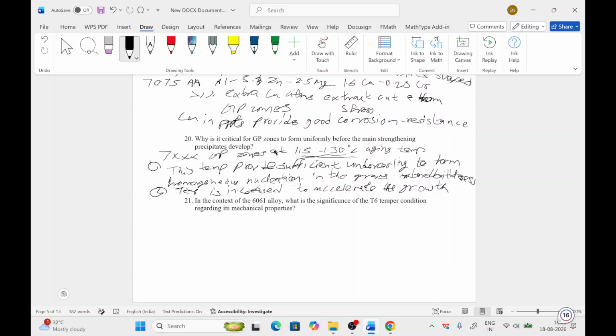So for the 7000 series, the general heat treatment aging temperature is 120 degrees Celsius. Aging at 120 degrees Celsius for 1 hour. Then after that, 160 to 175 degrees Celsius for coarsening.